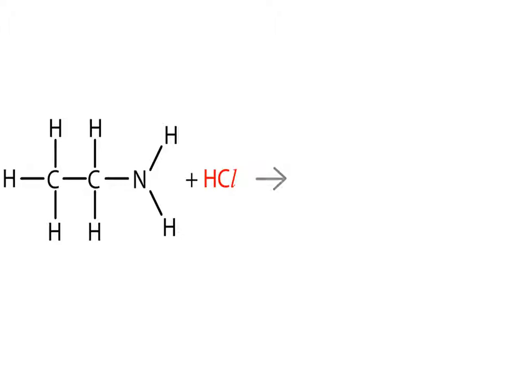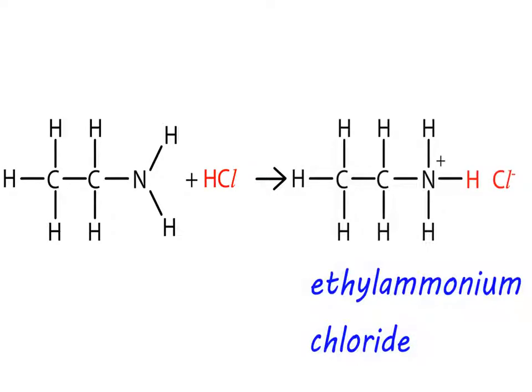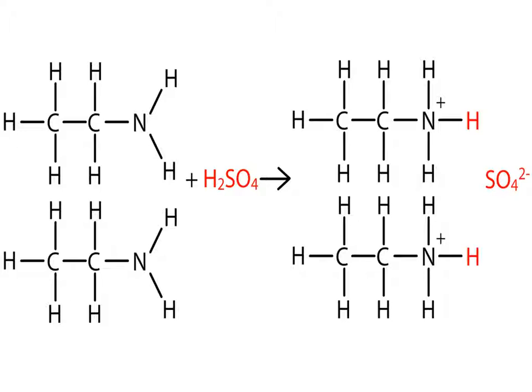Amines react with HCl to produce alkyl ammonium chlorides. They react with nitric acid to produce alkyl ammonium nitrates, and react with sulfuric acid to produce alkyl ammonium sulfates. Do note that 2 amine molecules are required to completely neutralize the dibasic acid H2SO4.